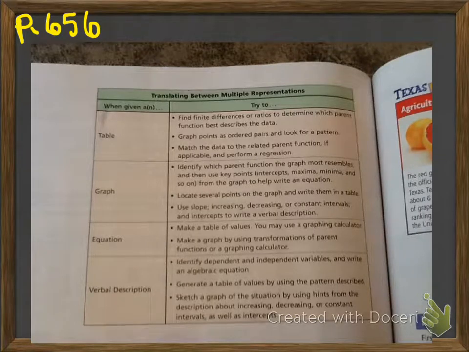Okay, so on page 656, they do have some things there to help with translating, to give you hints and tips to remember things, like what to do when given a table. Try to find other ways to represent it. So if you got a table, from the table could you find the equation? Could you come up with a verbal expression? Could you come up with a graph? If you had a graph, could you come up with an equation? That type of thing. So that's really what that is for. You might want to make sure you kind of know that, but it's not something you have to know by heart.